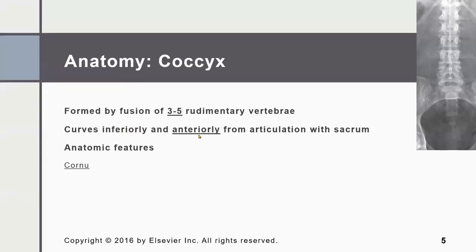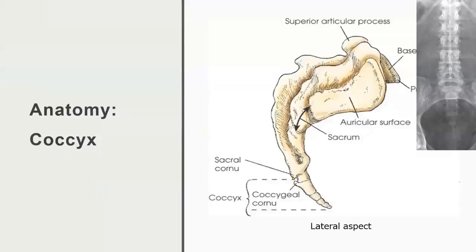The coccyx curves inferiorly and anteriorly and articulates with the sacrum. An interesting anatomical feature of the coccyx is that it also has a cornu, which is on the superior portion. Like I said, the sacrum has a cornu jutting inferiorly. The coccyx has one that actually juts superiorly on the posterior side of the coccyx.